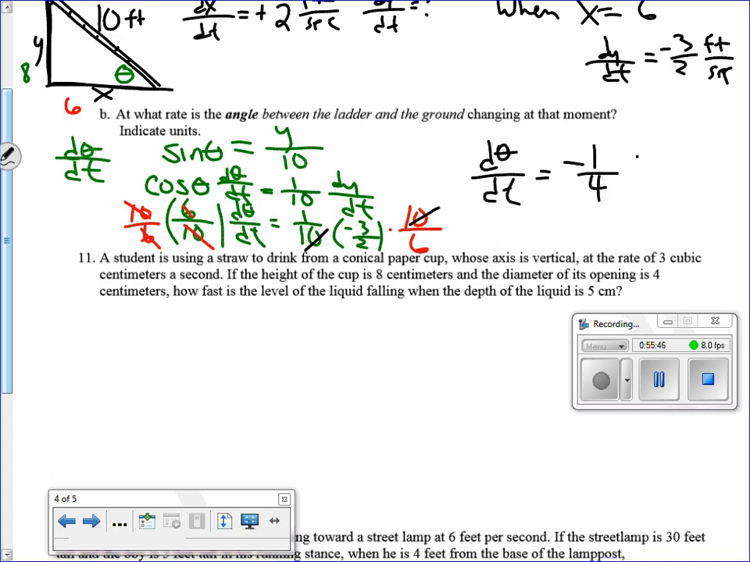Theta is always measured in radians, and time in this problem was measured in seconds. So that's our answer for part B.